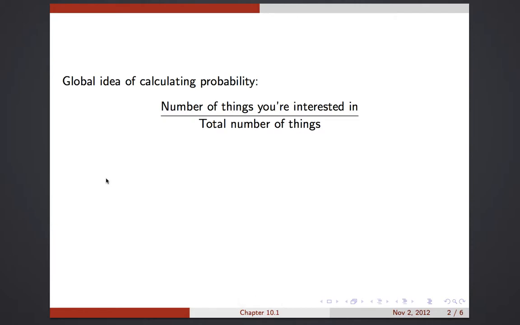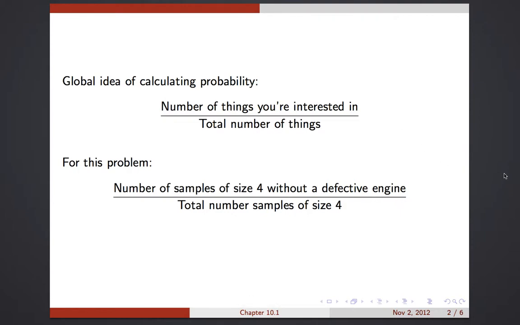Okay, so let's first just get a global idea of what we're doing. If somebody asks you to calculate the probability of anything, they're asking you to compute a fraction where the bottom of the fraction is just the total number of things floating around, the size of the sample space, whatever you want to say. And the top of the fraction is the number of those things that you're interested in. So this is always true. And of course, what makes these problems difficult is that this fraction comes in two pieces, and one or both of those pieces might be difficult to find.